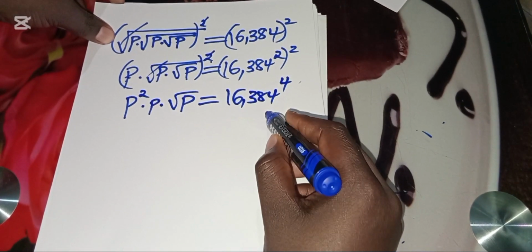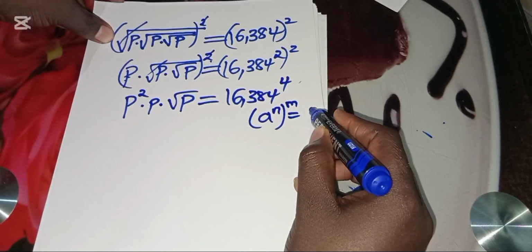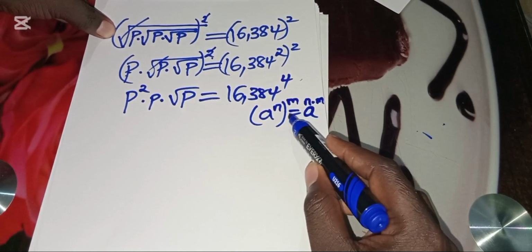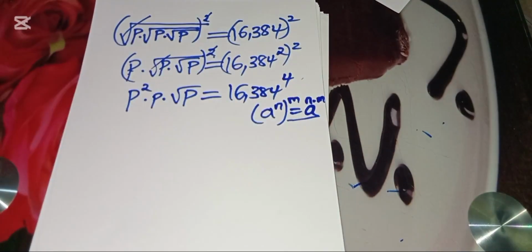This is because if you have a raised to power n raised to power m, this can be expressed as a raised to power n multiplied by m. This is the property we are applying here. This is 2 times 2, which is equal to 4, right?